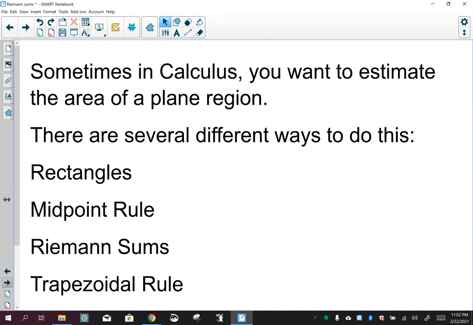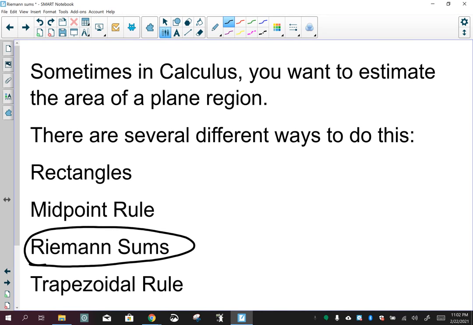estimating area under a curve using four different methods. We're going to use rectangles. We're going to use the midpoint rule, and we're going to use the trapezoid rule. And through all of this, we are focusing on one main thing, which is our Riemann sum. And as we go through this, we're going to have other topics that relate to Riemann sums. We're going to start here with this one, and then later we're going to go to midpoint, and then we're going to go to trapezoid.